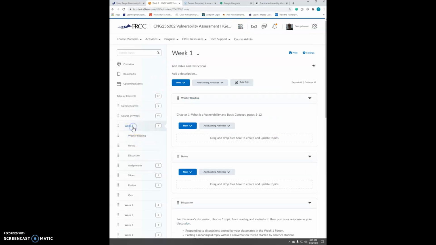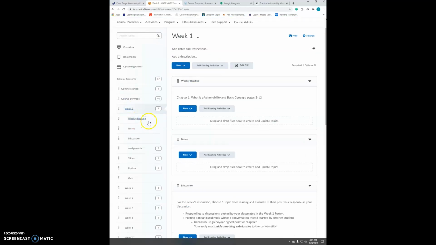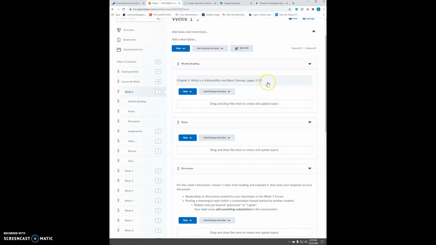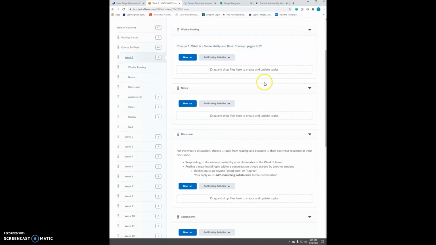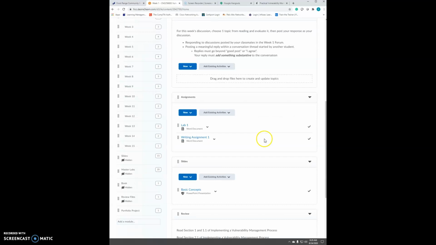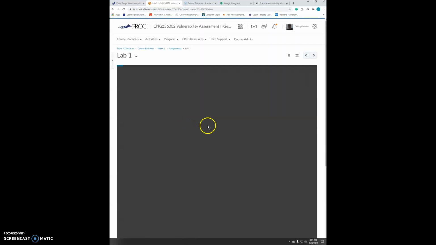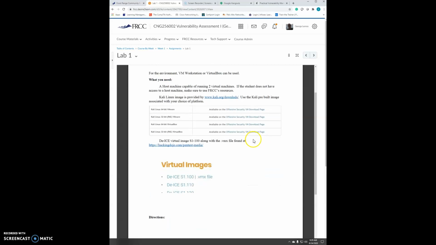The course is organized by weekly reading. You see here pages 3 to 12. The book chapters are very small, and sometimes I'll have notes in here, sometimes I'll put something else in there. Lab 1 and writing assignment 1, we start out really slow. Lab 1 is setting up the environment.